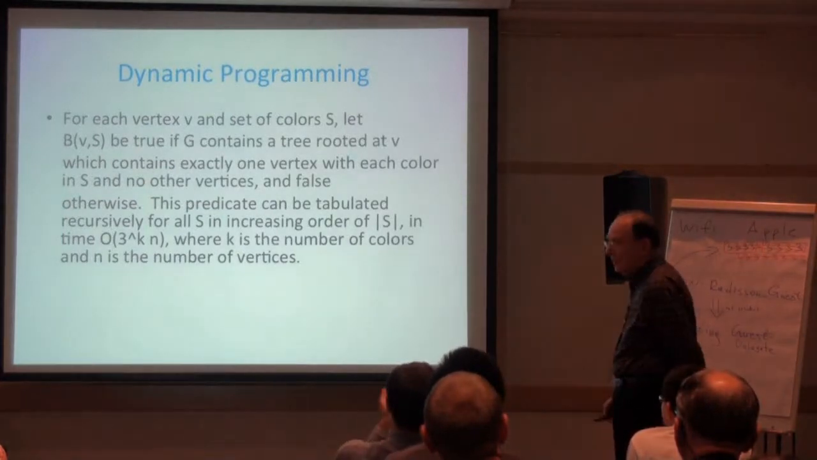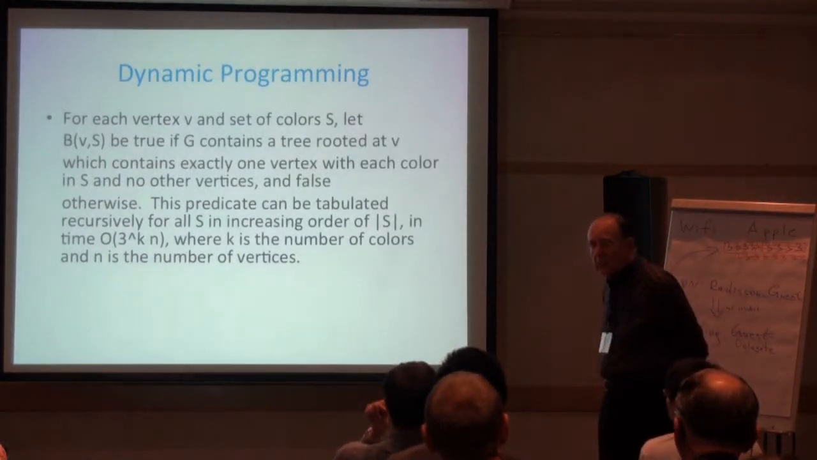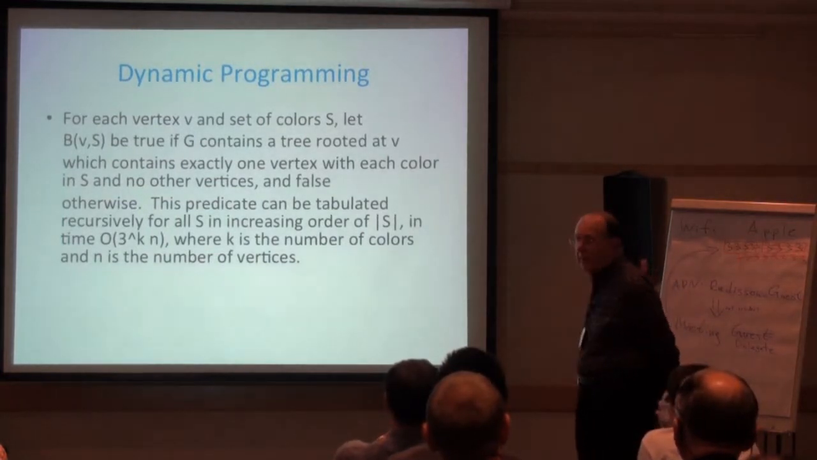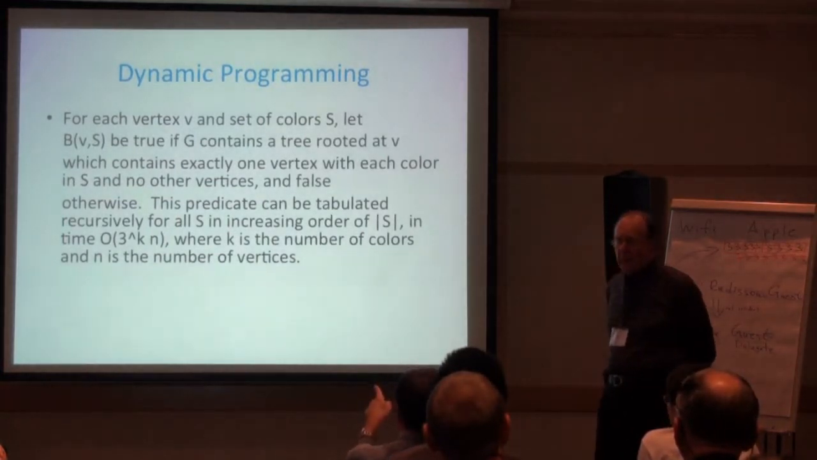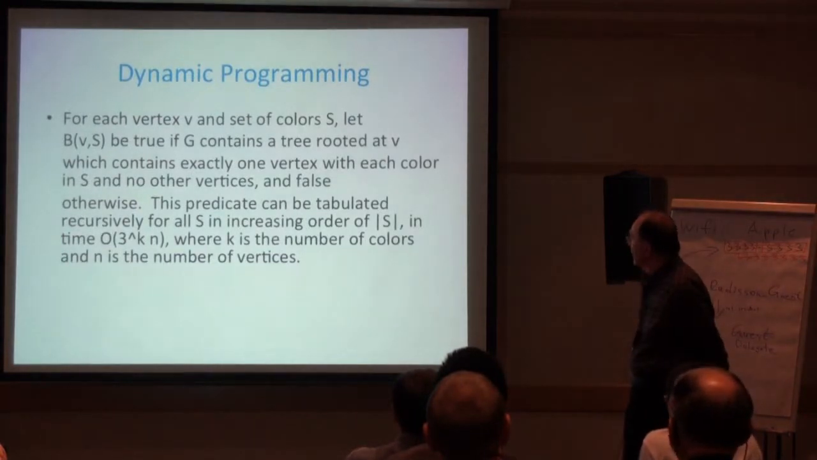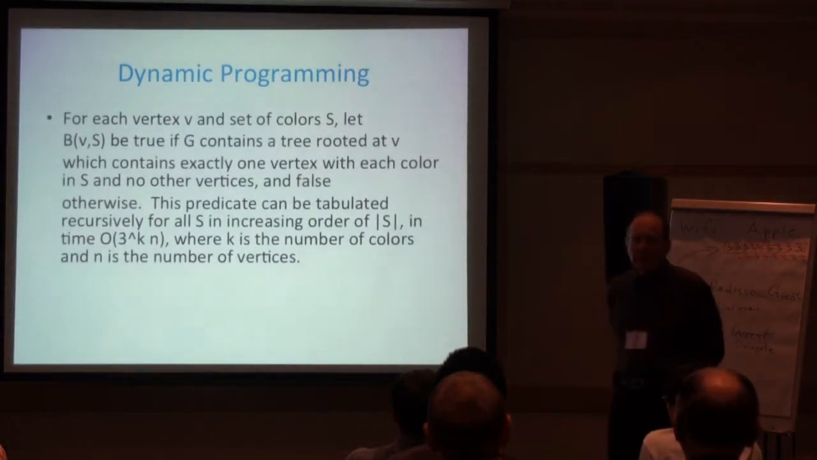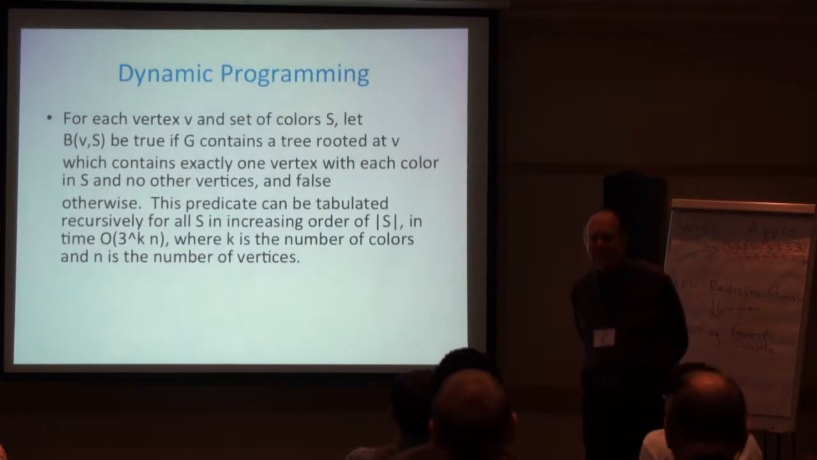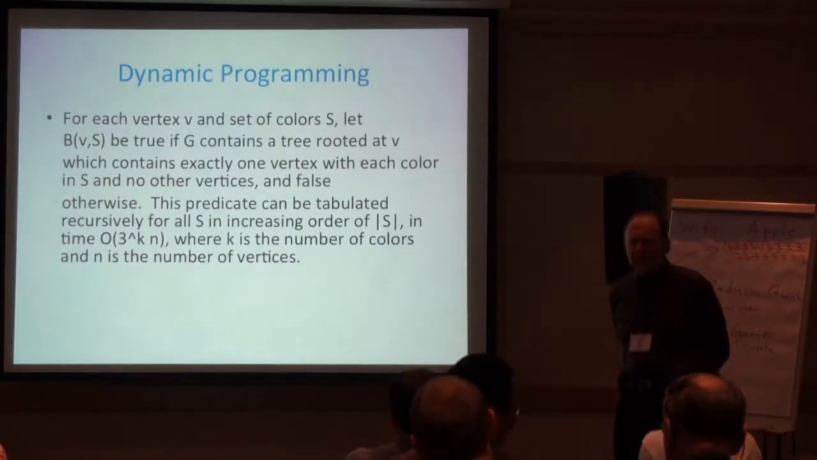Is this only apply for the tree of degree 3? No, for any... The k is nothing to do with it. No, k is the number of colors. No, the 3. Number 3. I think the question is where the... No, the 3 just comes out of the recursion. It has nothing to do with the degrees of the vertices.